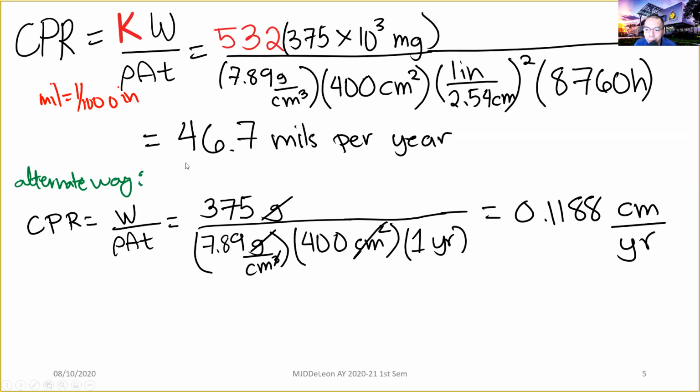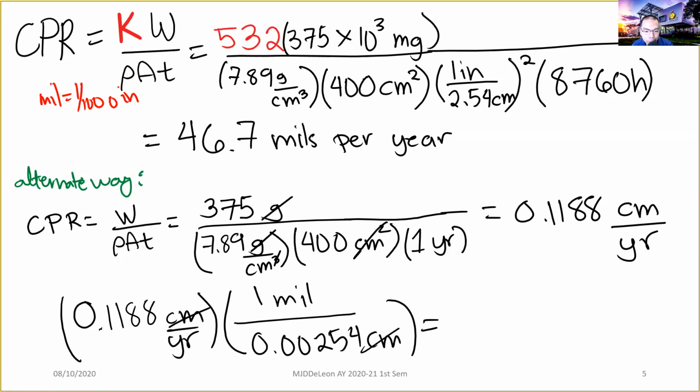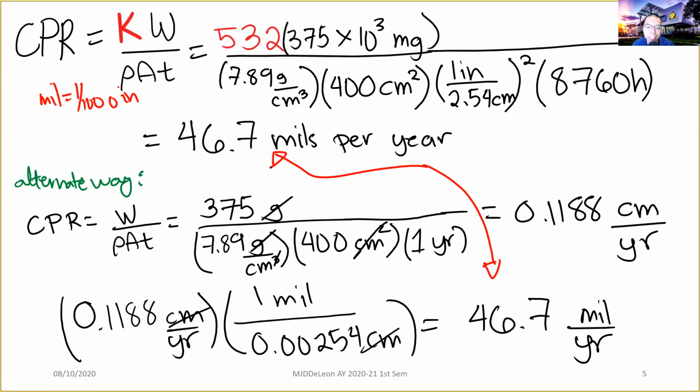So we have 0.118 cm per year. So we just convert cm to mils. Ang cm natin, again, 1 mil is equal to 0.00254 cm. And makita natin yung same answer. Wow, same answer. Yes. So yun, madali lang naman siya. But usually, hindi naman challenge sa inyo to.